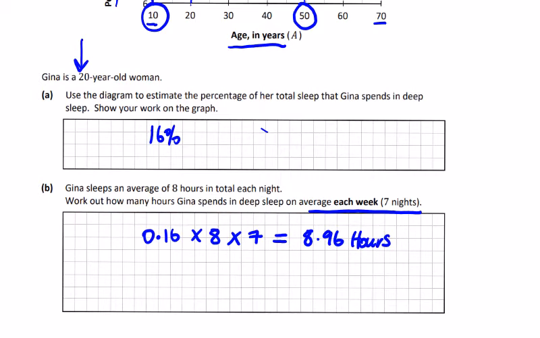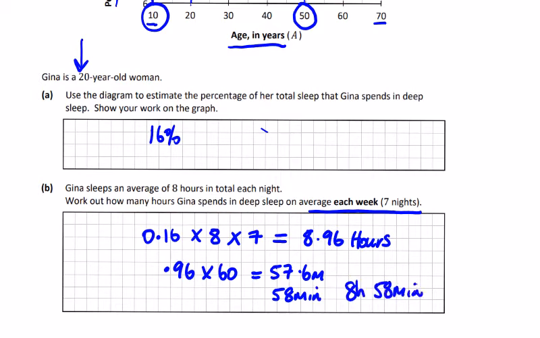Normally this question would ask for it maybe to the closest minute, so if you want to convert this to minutes, you just take your 0.96, multiply it by 60, and you'll get 57.6 minutes, which we'll round to 58 minutes, to get 8 hours, 58 minutes for Gina in deep sleep on average per week.